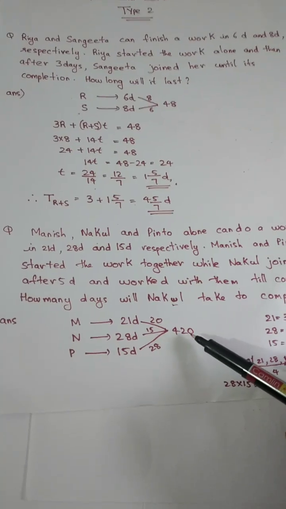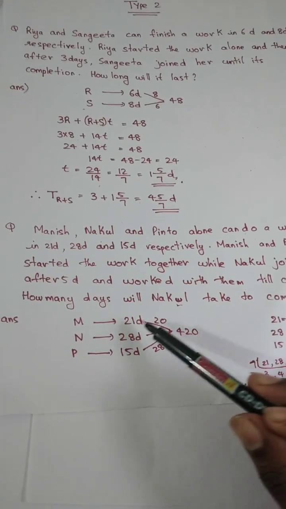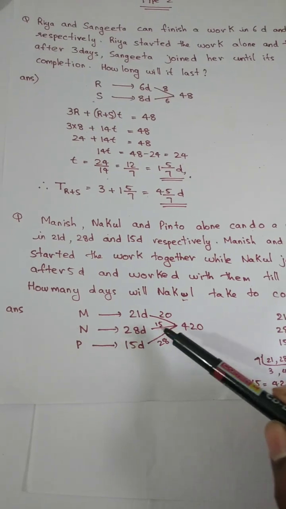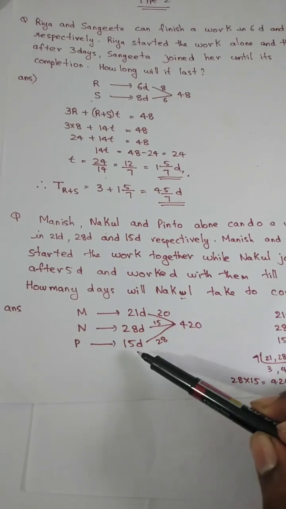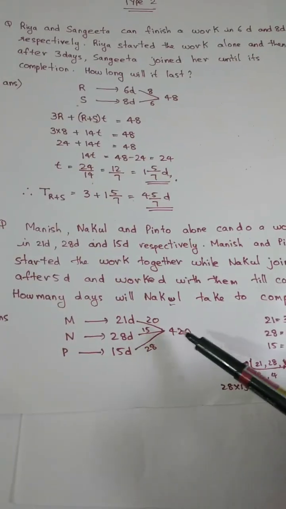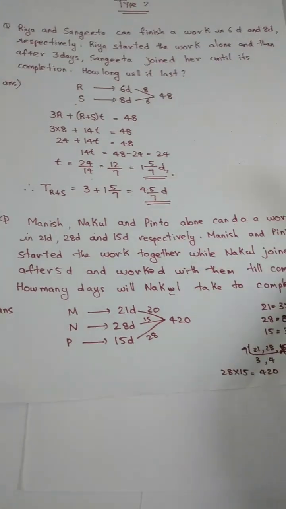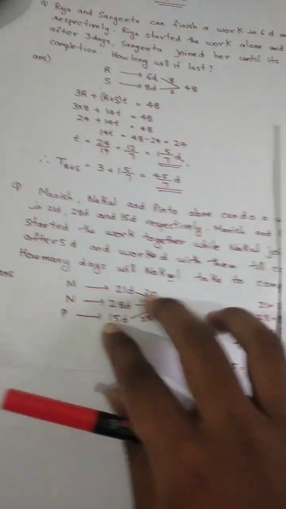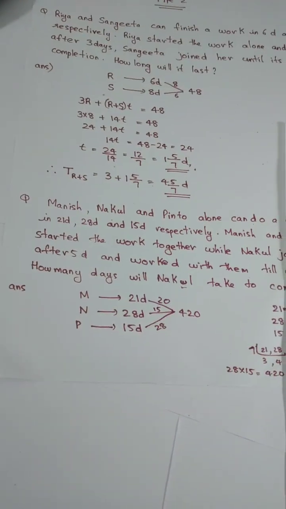So 420. 21 into 20 would be 420, 28 into 15 would be 420, and 15 into 28 would be 420. So Manish, Nagul and Pindo alone can do the work in 21, 28 and 15 days.